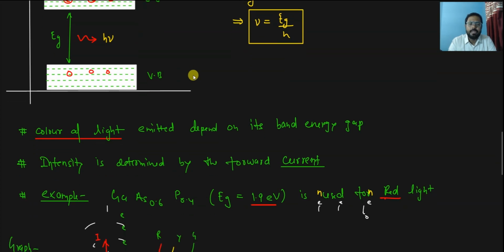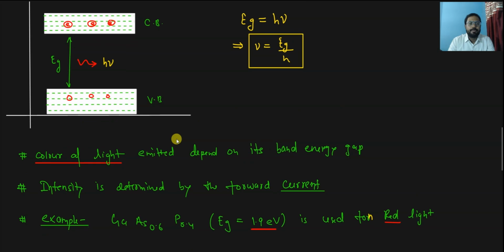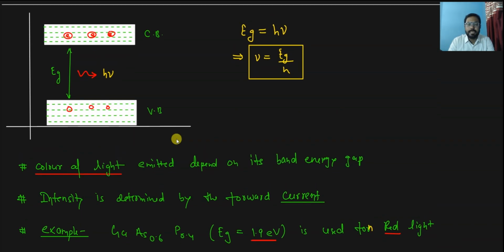Now the color of light emitted depends upon the band energy gap, because if the band gap is more, it will give you more energy, so the light will belong to violet or blue, because they have more energy. And if the band gap is small, and it is lying in the visible region, it will belong to the red color. So the color of light emitted depends upon its band energy gap. Second, the intensity is determined by the forward current. The more the forward current, the more is the intensity of the light emitted.